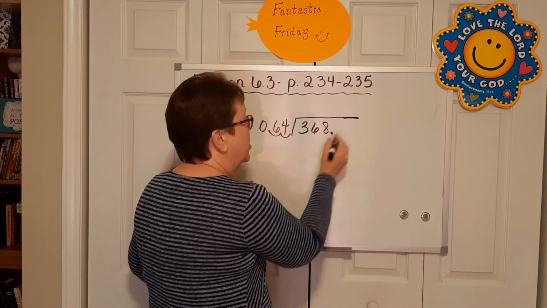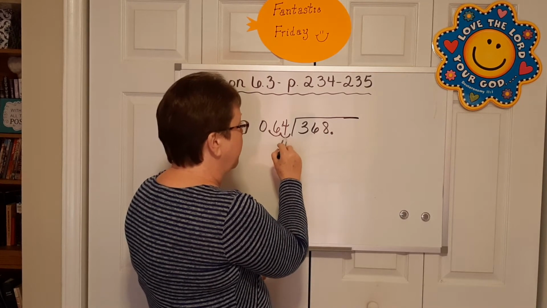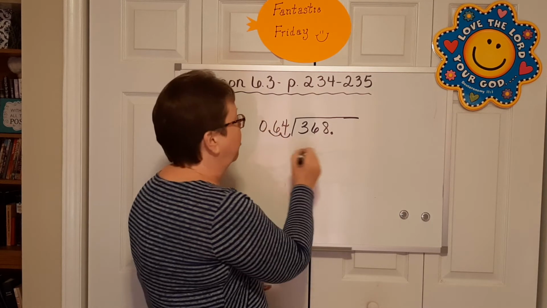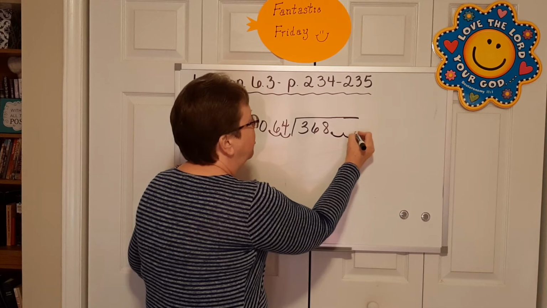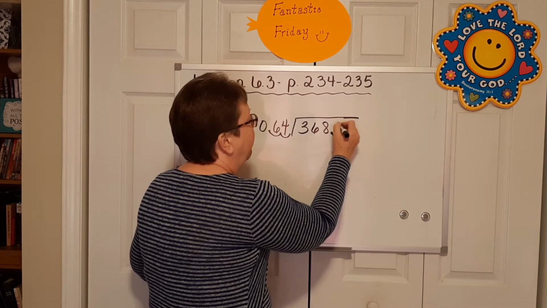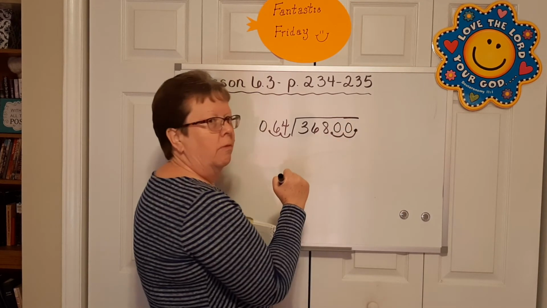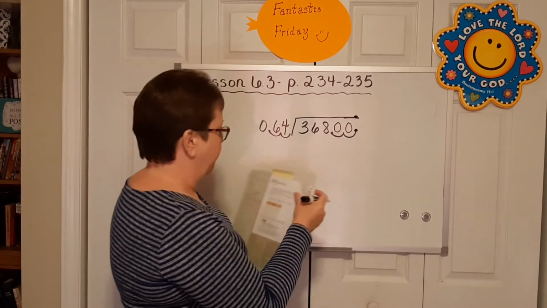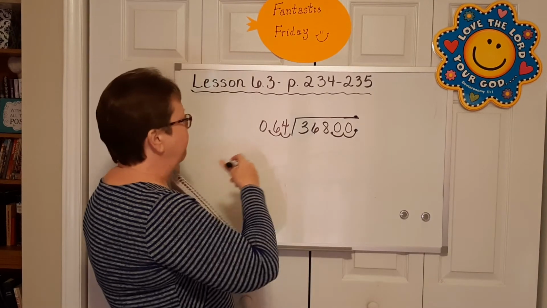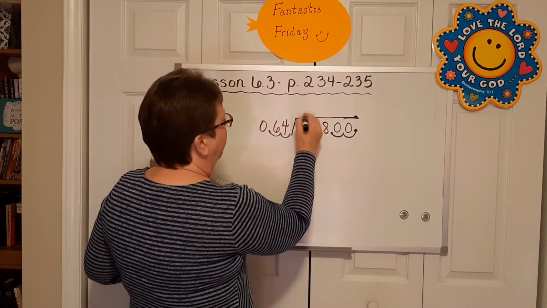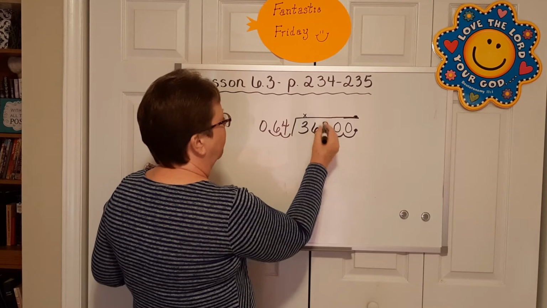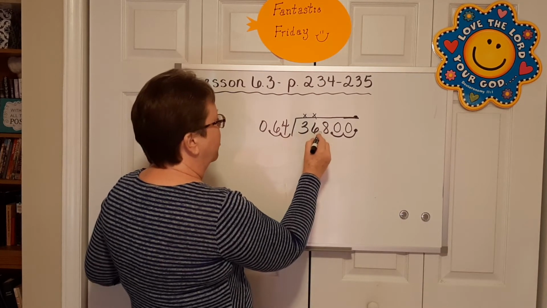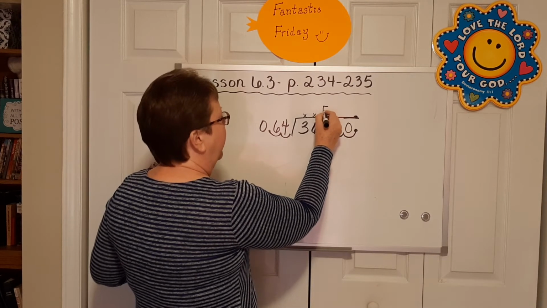Okay? So, because we have to move the decimal point 2 places to the right over here, since we did that with our divisor, we'll move it 1, 2, and it'll go here. And then we add zeros in there. Okay? And then we'll put our decimal point up there in our answer. Okay? Now, 64 can't go into 3. 64 can't go into 36. 64 can go into 368, and it would be 5 times.